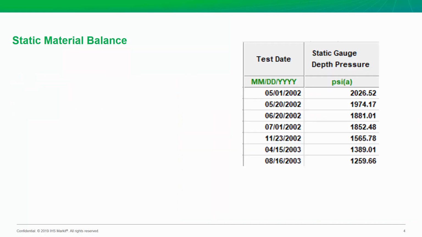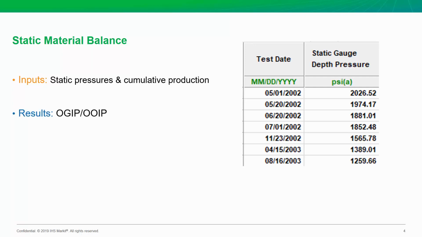Technique number two is our static material balance. So this is another principal technique of estimating original fluids in place. The inputs are static shut-in pressures at various intervals along the well's production life. The results are original gas or original oil in place. Now these estimates of fluids in place are typically considered more reliable than a volumetrics technique because material balance analysis is using actual well performance data, while volumetrics is using interpretations of a map to estimate the drainage area.